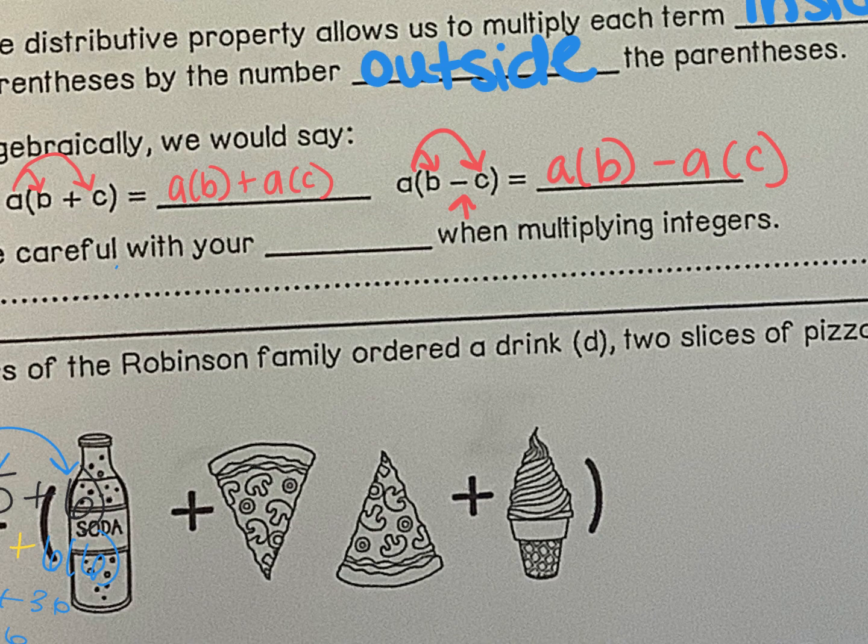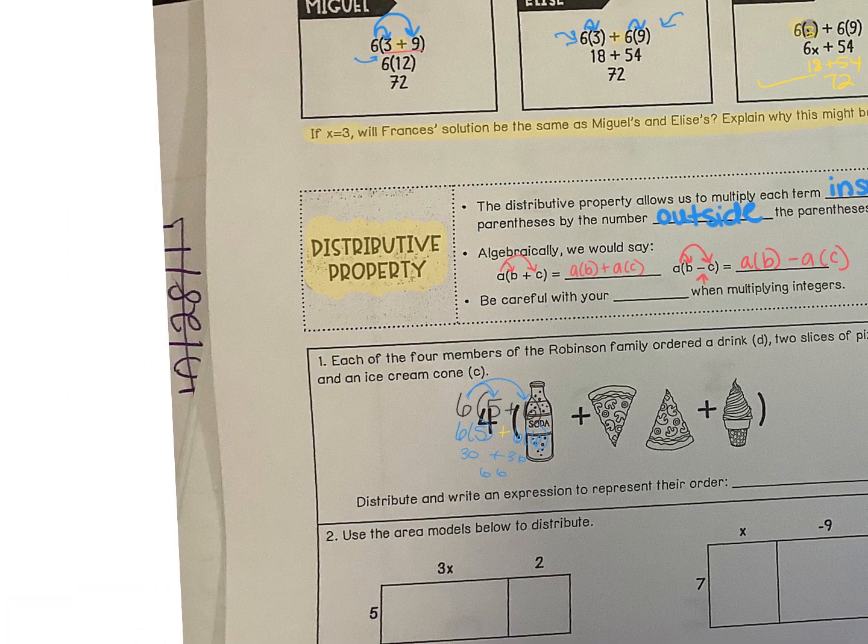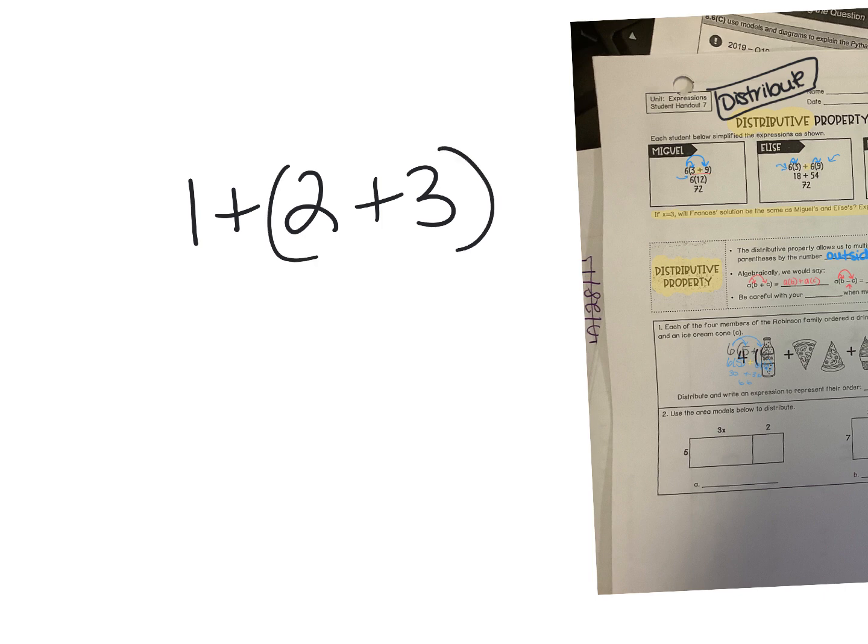This is an example of when you can't distribute, because I think a lot of the time kids get mistaken. I'm not going to do it with letters. Let me just do it with numbers. It'll make it easier to look at. This right here, that 1 is not being multiplied to anything. If you look at that, it says 1 plus 2 plus 3. It doesn't say 1 times. This is the difference.